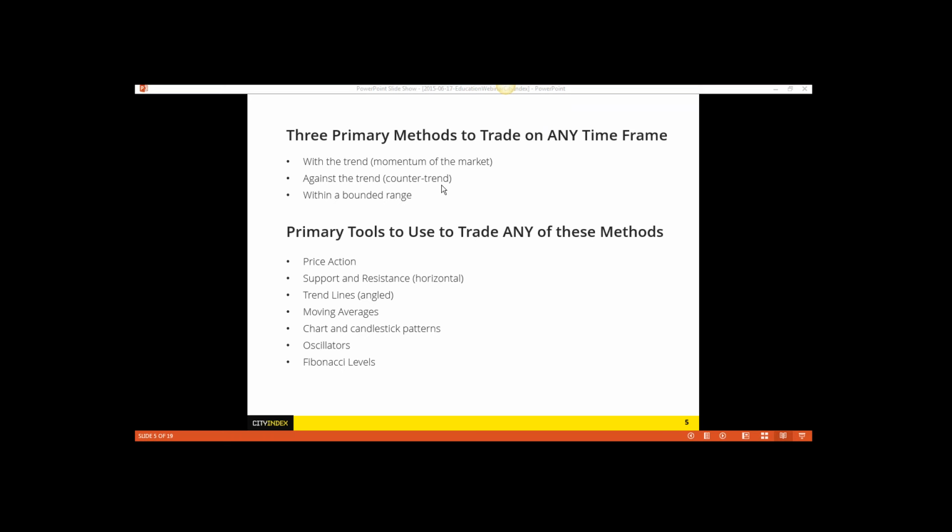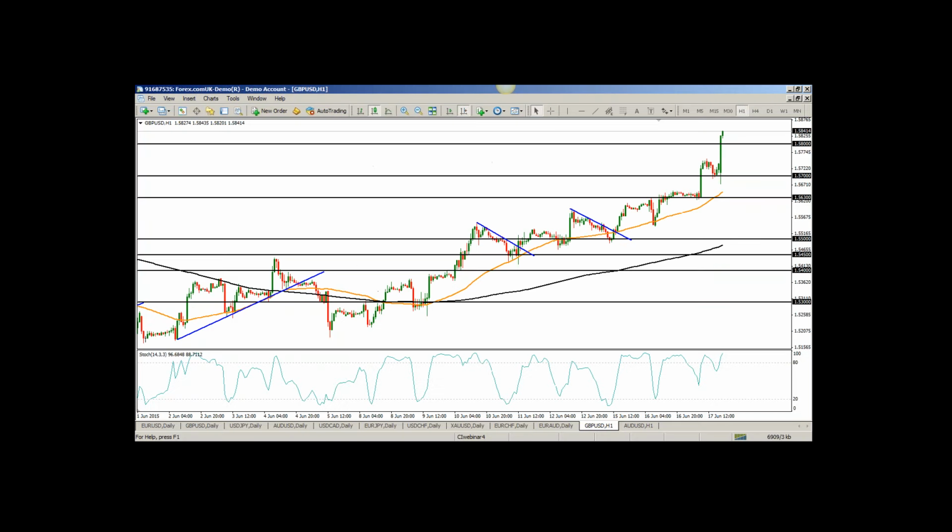Now, I think it makes sense to most people when you talk about trading with the trend, you're trading in the momentum of the market. All you have to look at is a chart like this. This is the pound dollar, a current hourly chart, and you look at the appreciation in the pound against the dollar. And of course, it continued today, not all because, but primarily because of the dollar weakening after the FOMC meeting.